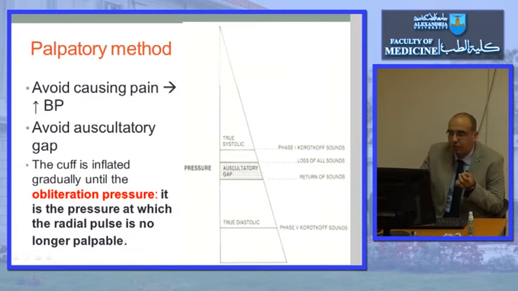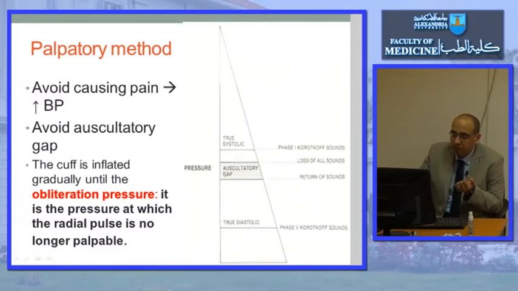So at first we get the systolic blood pressure by palpatory method. Then we elevate more during auscultation by 20 to 30 millimeters of mercury, and then we decrease it to avoid being positioned at the auscultatory gap. Also, we should know the systolic blood pressure first to avoid over-inflating.